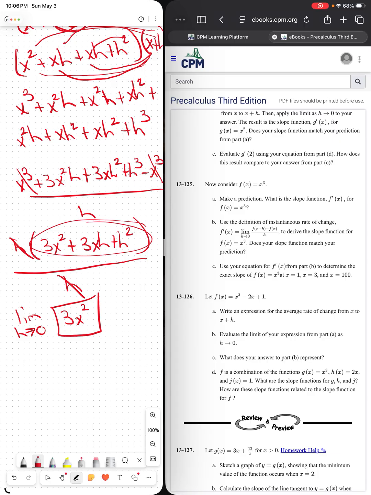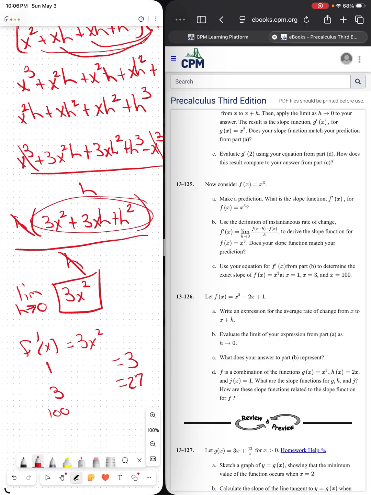Then use your f prime, or your slope function, to predict. At x equals 1, that would be 3. Again, you're just plugging in 1 into 3x squared, and you get 3. Plug in 3: 3 squared is 9, times 3 is 27. Plug in 100: 100 squared is 10,000, times 3 is 30,000. It makes it a lot easier.